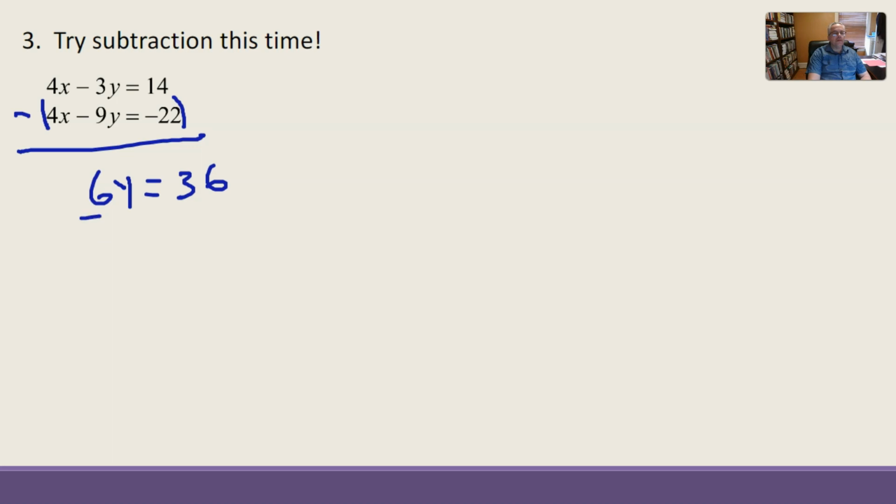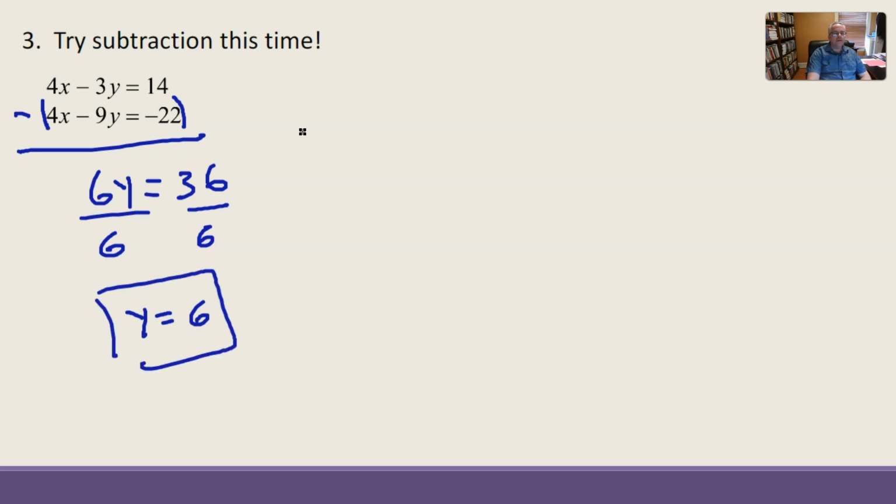All right, so here we go. We're going to divide by 6, and we get y equals 6. Again, we can go back to either equation. I seem to like the first one. So far, it's been the easier one.